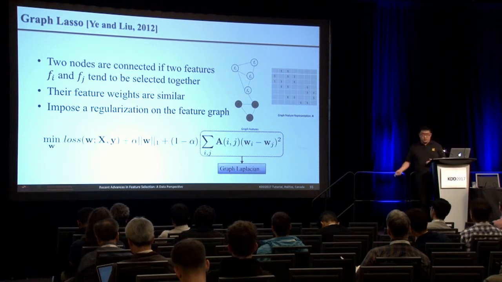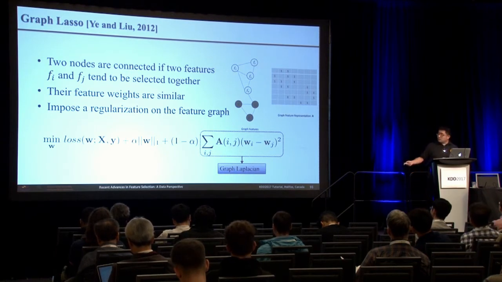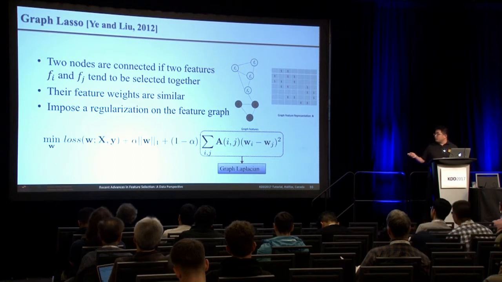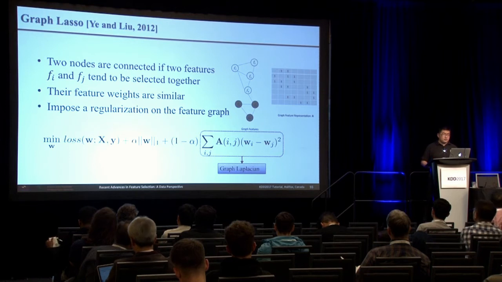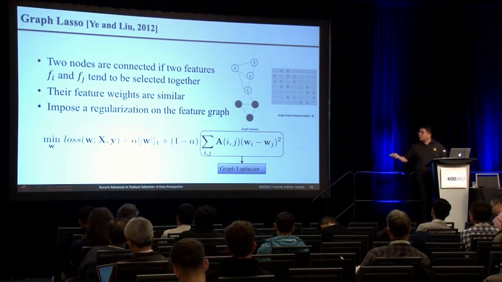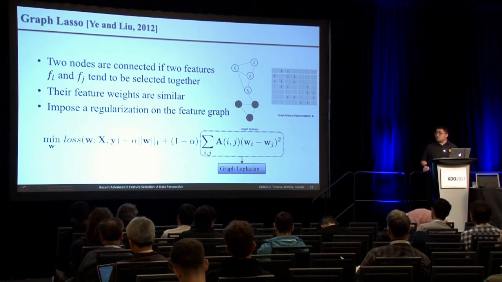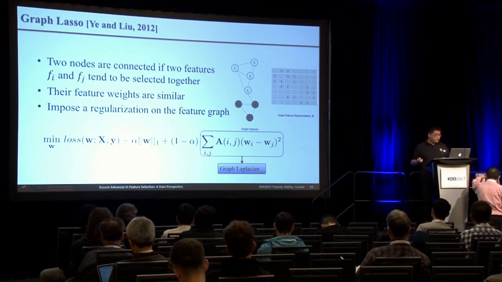So here is the formulation. Basically, the third term says that if feature i and feature j are connected by an edge, it will make the feature weight of the ith feature and the jth feature close to each other. And we also have a sparse regularization term on W to achieve the feature sparsity.